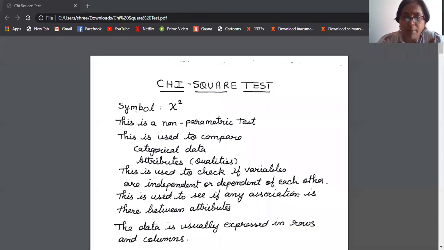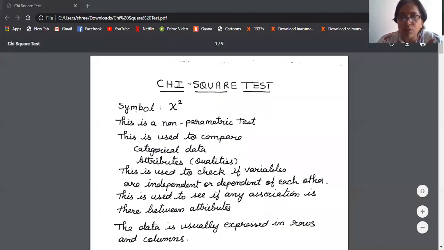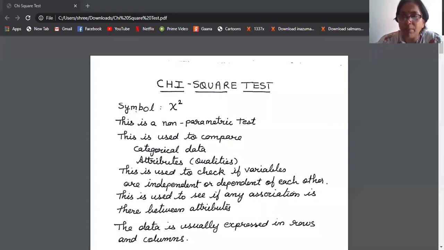This one is a non-parametric test. I'll just brief you on what parametric and non-parametric tests are. Suppose whatever data you have collected follows a normal distribution curve, then we say the parametric test can be applied to that data.